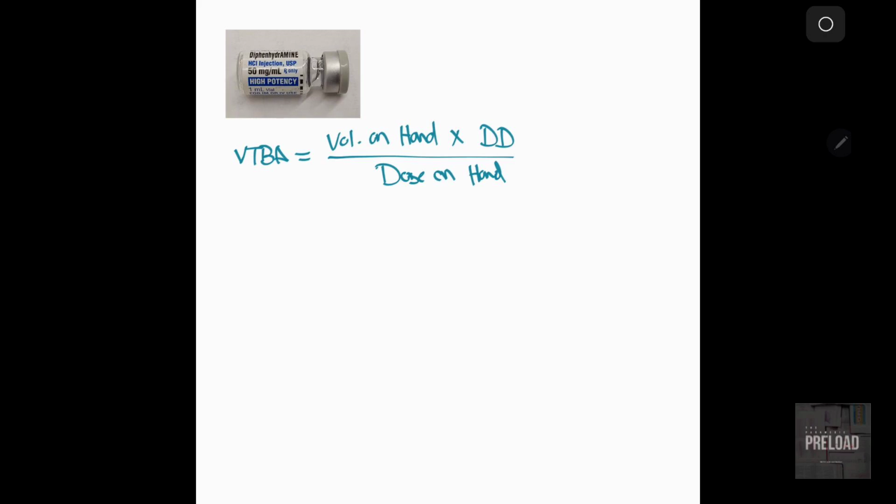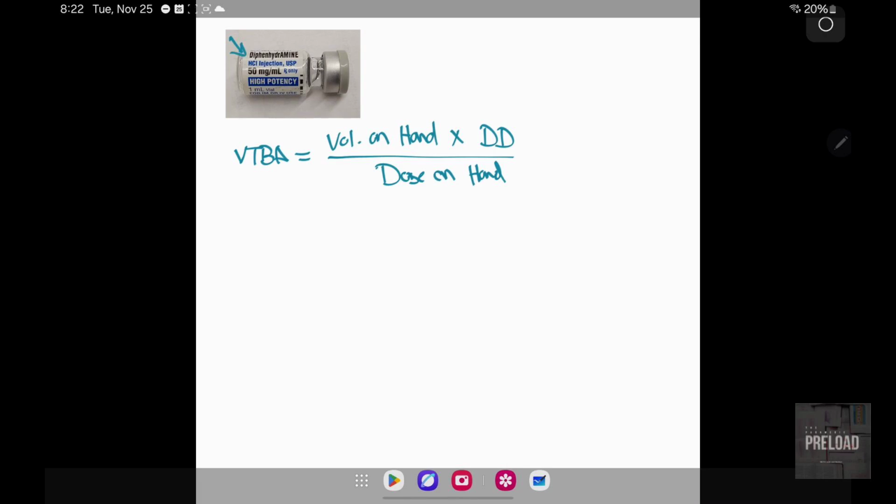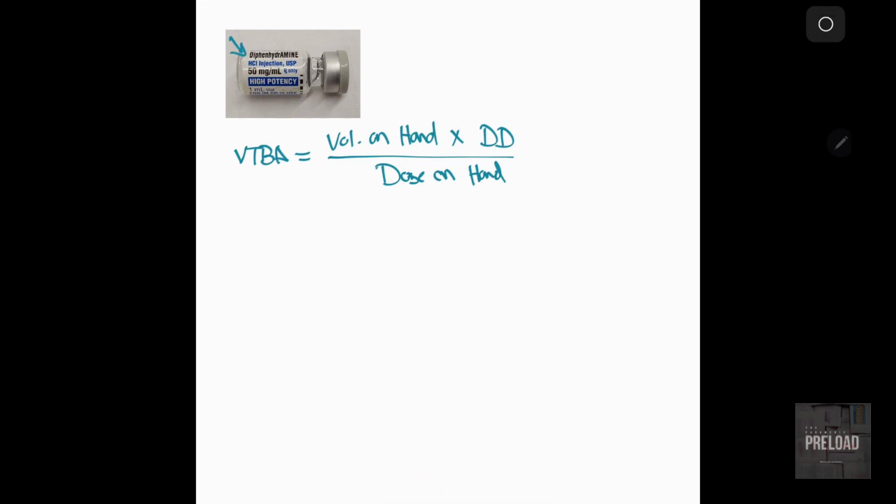Okay, so where do we find these numbers? Well, if we look at this vial that's up here in that top left corner for you, you guys can see it says it's diphenhydramine. It's 50 milligrams per ml, and it's a high potency. And then just below that, kind of hidden right here, take a look, 1 ml vial. So what is that telling us? It's telling us that we have 1 whole milliliter of volume inside that vial. So remember, volume is going to be cc's or mLs, however they put it. If you look at the number just underneath the diphenhydramine HCl injection, it says 50 milligrams per ml. So that's going to help us get some of our numbers.